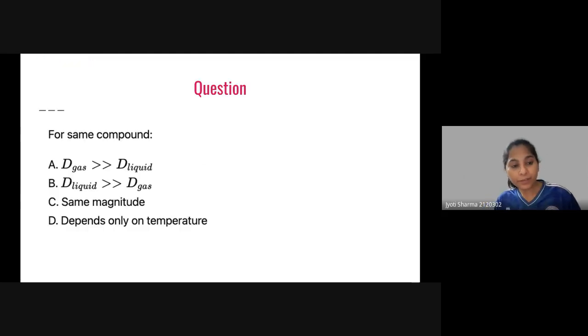Okay, coming to the diffusion coefficient, which one will have the higher diffusion coefficient for the same compound? Gas diffusion in the gas, the diffusion coefficient is more in comparison to the liquid. Liquid more than gas, same magnitude, depends on the temperature.